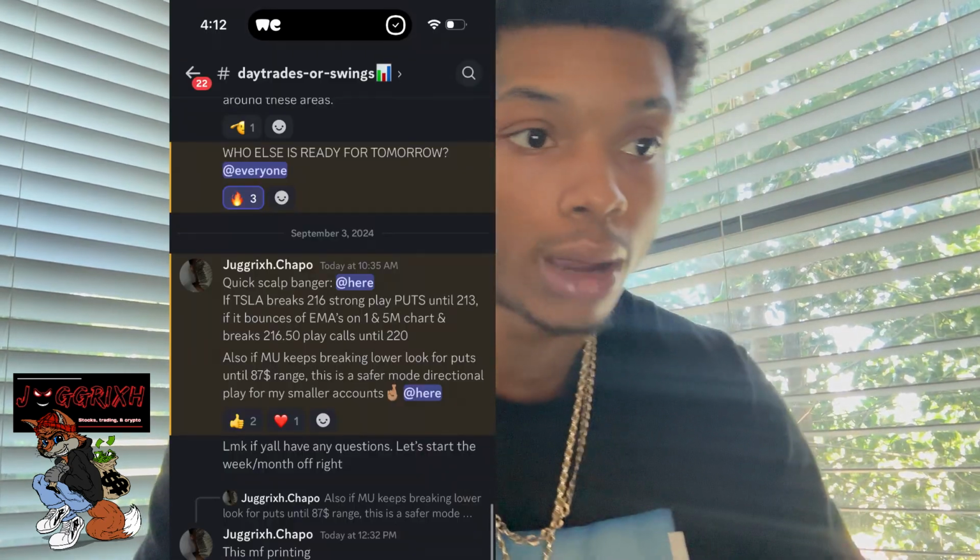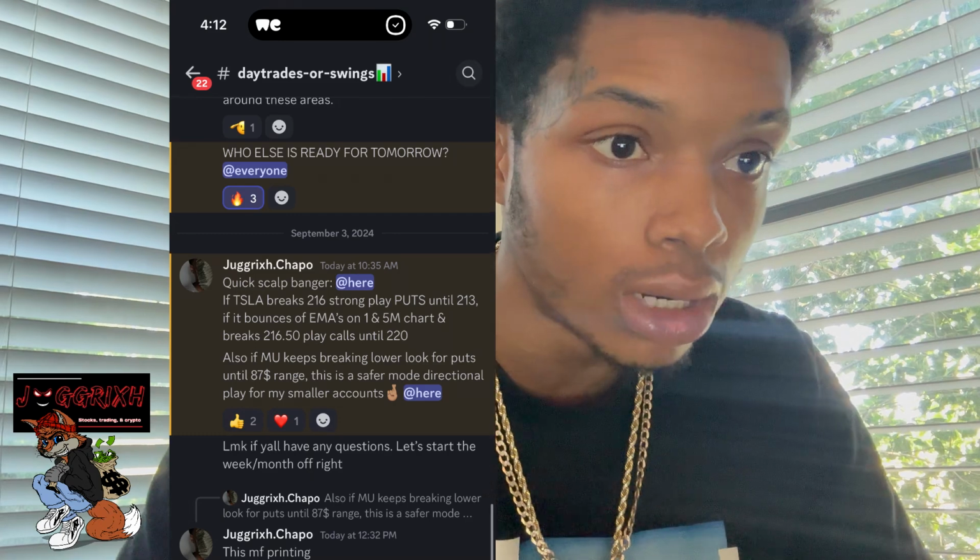I told everybody grab puts on MU if it broke this $90 level. And man, it kept printing. We played it up here also, but that's another story, man. Now, since we got the trading rules out the way, I want to go over some technical analysis and how you can quick snipe the market and make easy gains just by being in and out the market. You understand what I'm saying?